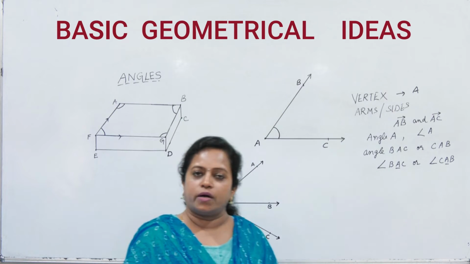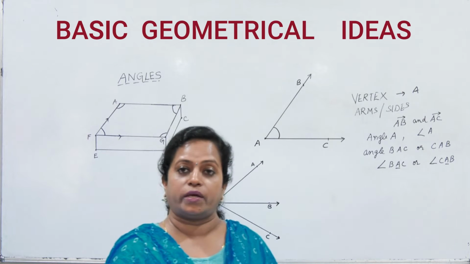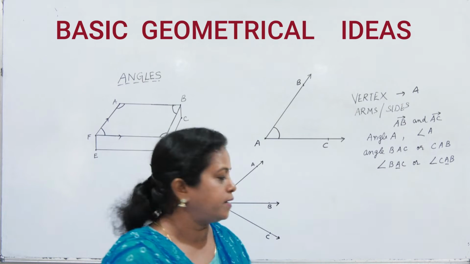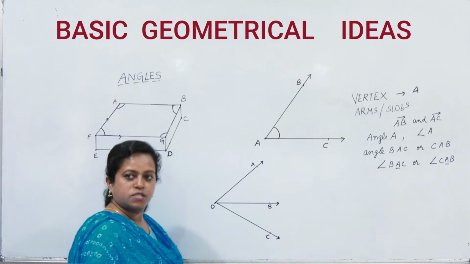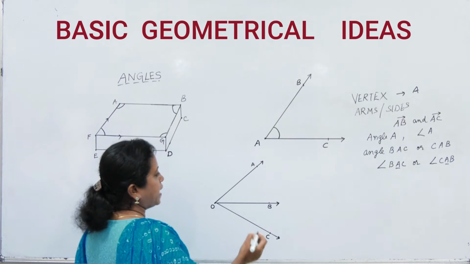But using the vertex is not always clear when you have more than one angle. Look at this figure. In this case, you will observe 3 angles. Let us first understand where the angles are.